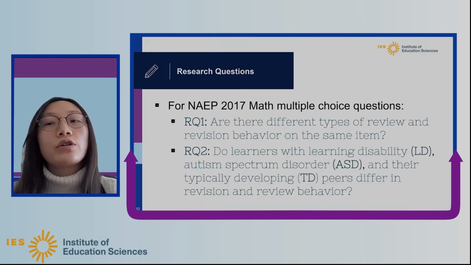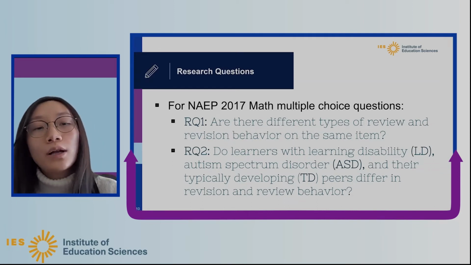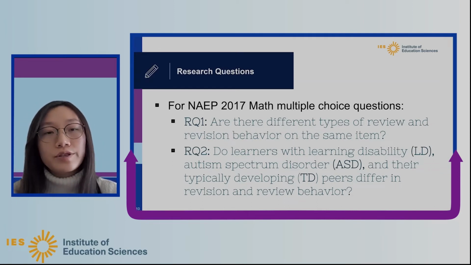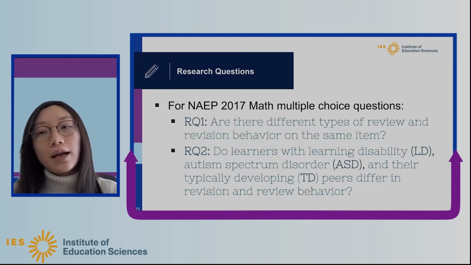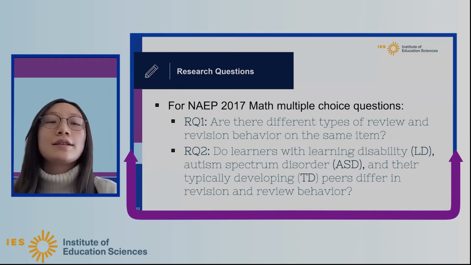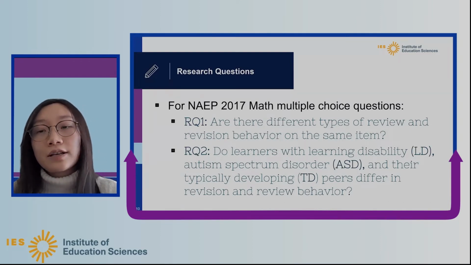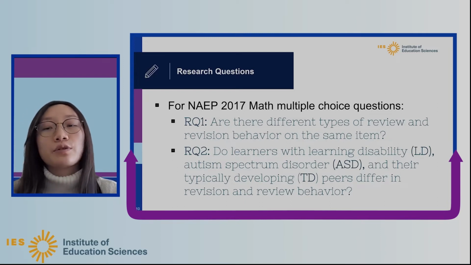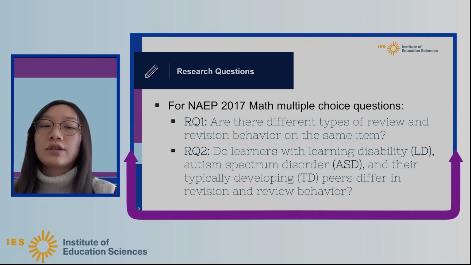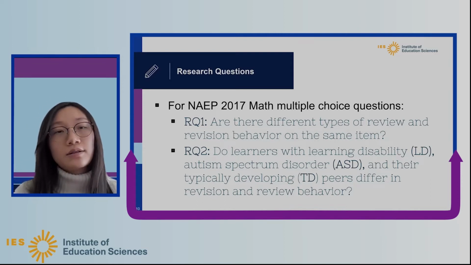For this study, we're going to look at two research questions of our interest. RQ1, which is our first research question, is: are there different types of review and revision behavior on the same item? The second question is about group differences. Do learners with learning disability, autism spectrum disorder, and their typically developing peers differ in their revision and review behavior? So how do we answer these questions?